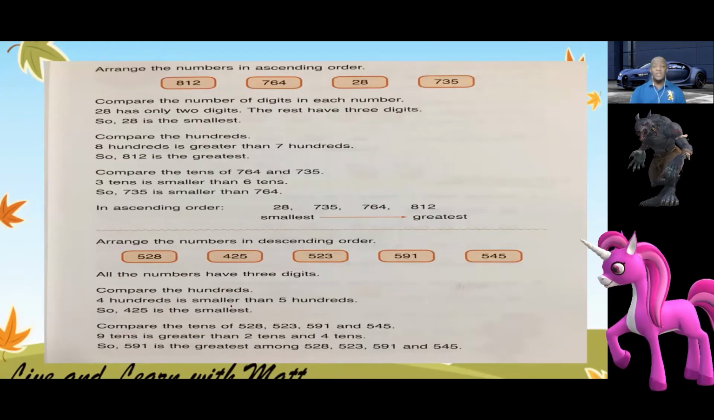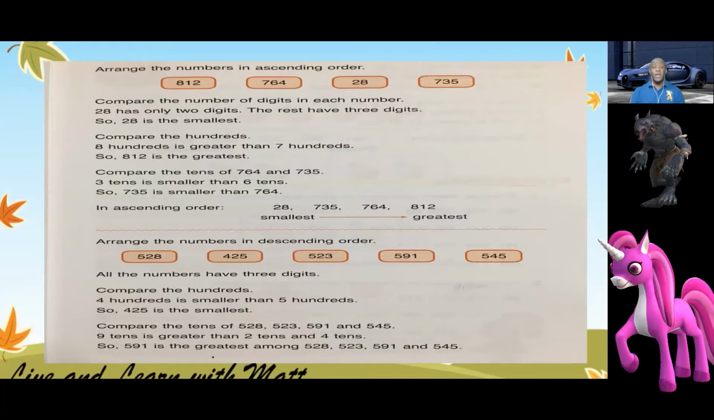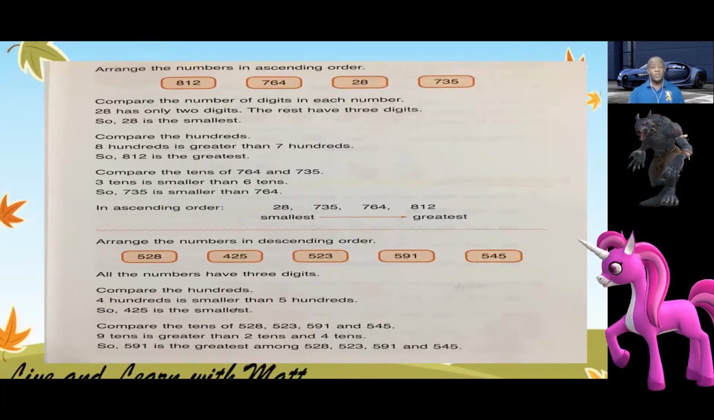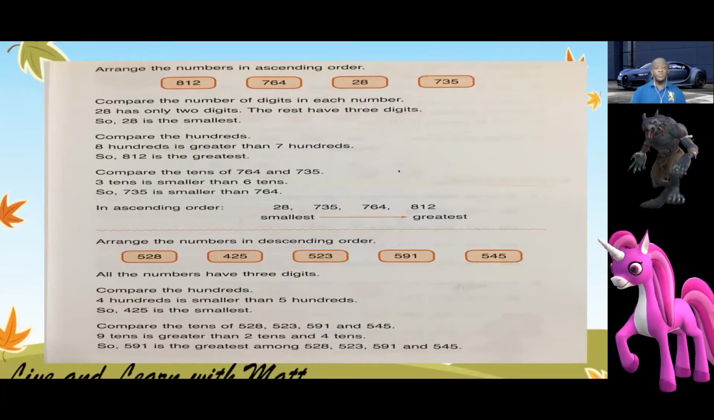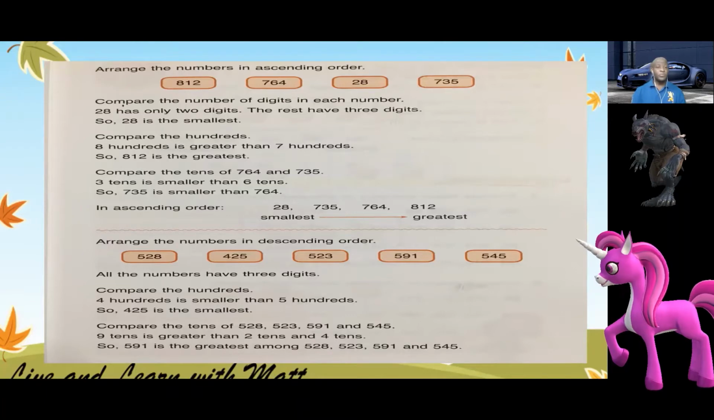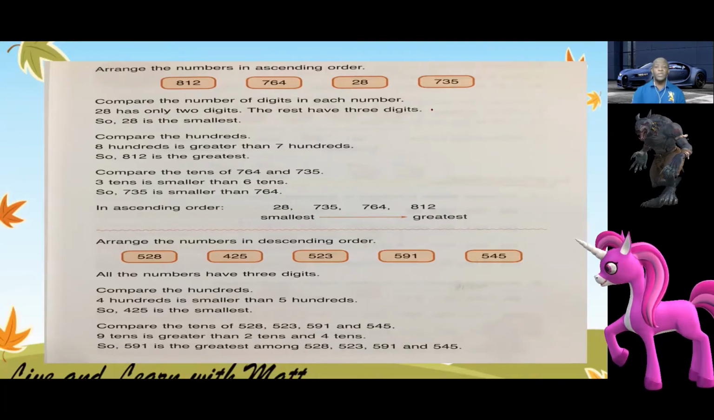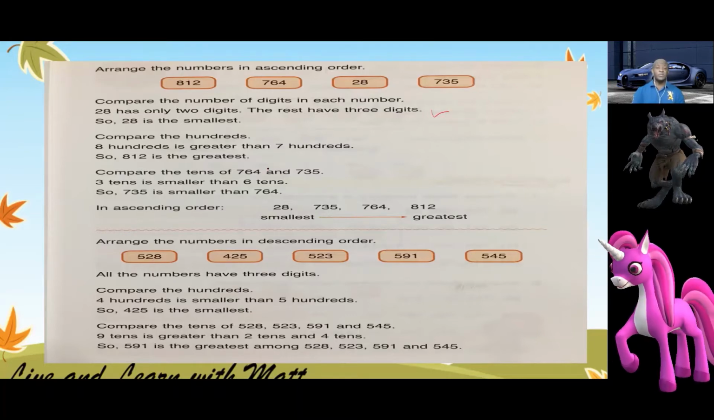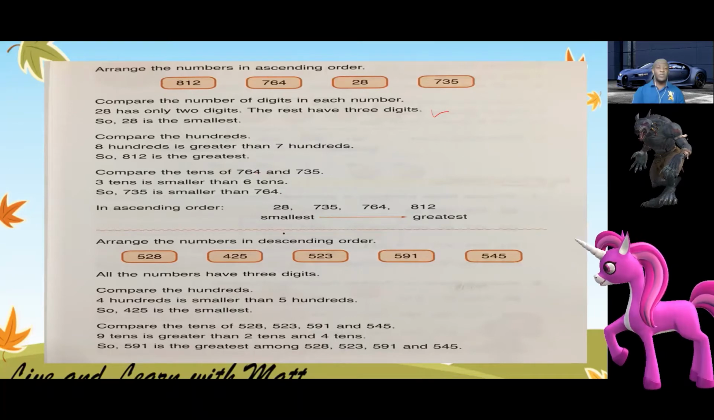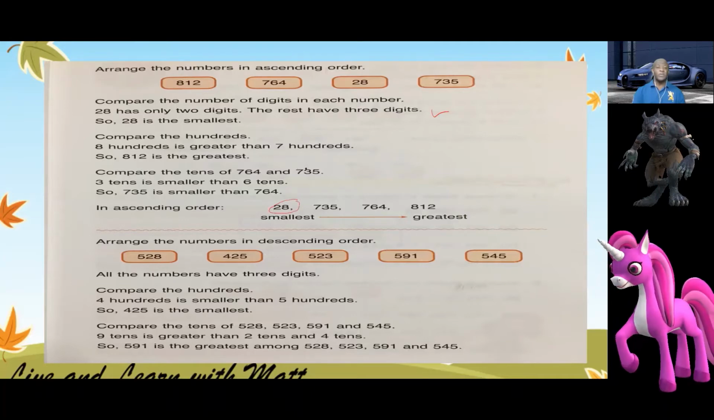Arrange the numbers in ascending order. In ascending order, we start from the smallest and go to the greatest. We compare the number of digits in each number. 28 has only 2 digits, the rest have 3 digits. So 28 is the smallest. So we write 28 in the smallest category, which is the first number.